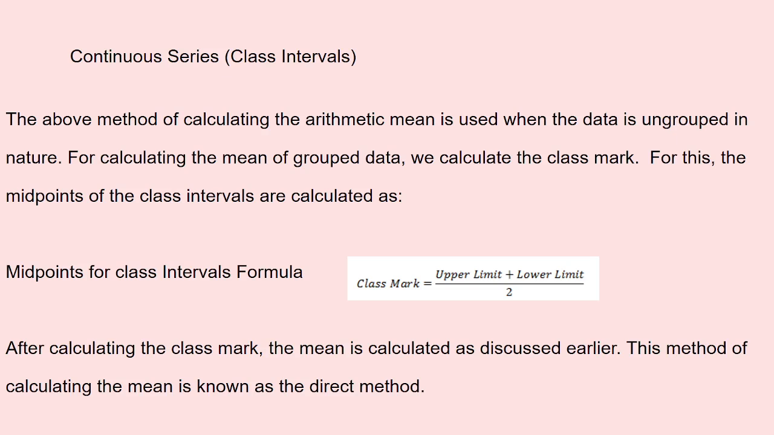Now, let's see in the case of continuous series. In this case, the marks range from 40 to 50, 50 to 60, so on. In such cases, we take x as the midpoint of the class interval. That is, in the case of 40 to 50, midpoint is 40 plus 50 divided by 2, which is equal to 90 divided by 2, which will give 45. Now, our x is 45. Now substitute this x in the previous formula. This is how we calculate mean in the case of continuous series.